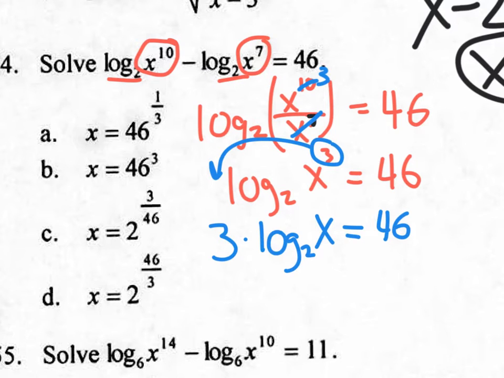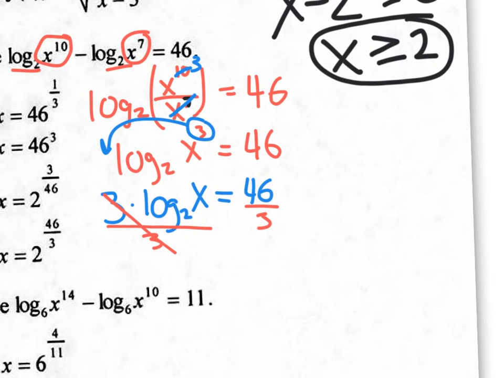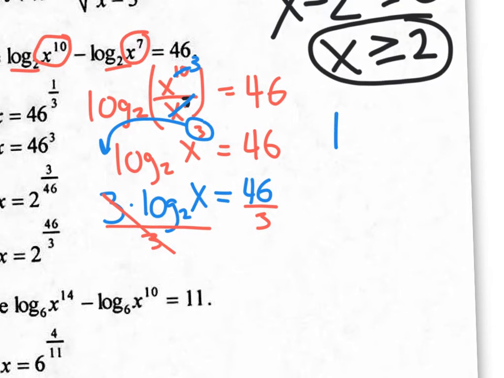And of course, we're solving for x. You want to get x by itself. So I'd have to get rid of the multiplication by 3 by doing the opposite, dividing by 3. What you do to one side, do to the other. And so what we have left is log base 2 of x equals 46 over 3. We're going to leave that as a fraction.